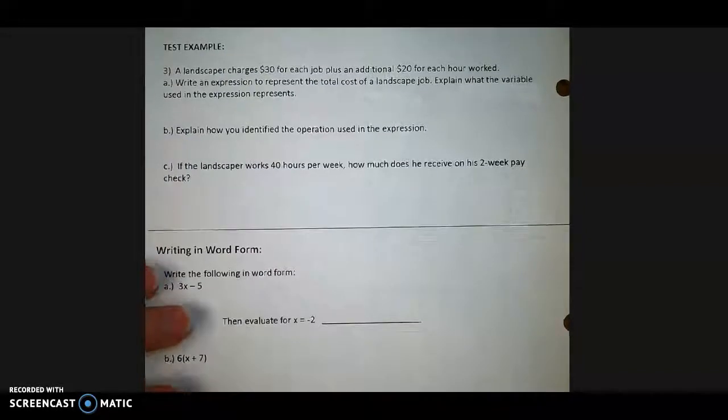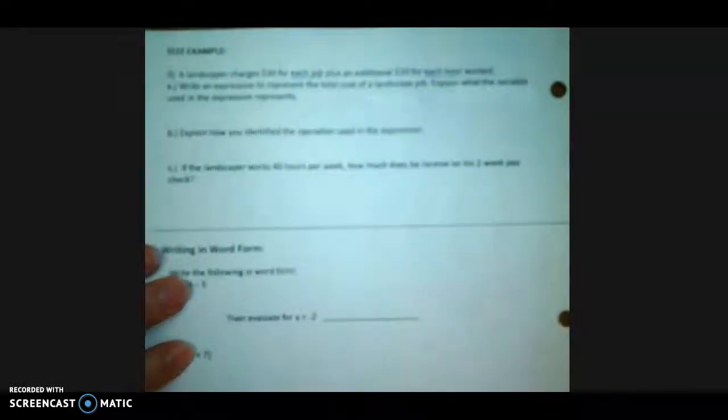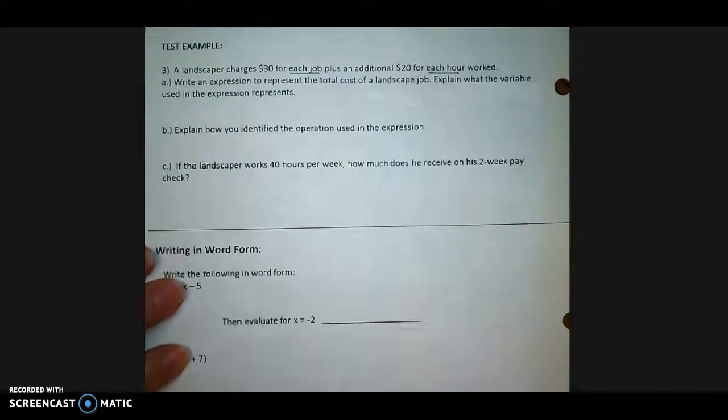All right, so our next example says the landscaper charges $30 for each job plus an additional $20 for each hour. So we have each job and each hour. Write an expression to represent the total cost of a landscape job. Explain what the variable used in the expression represents.